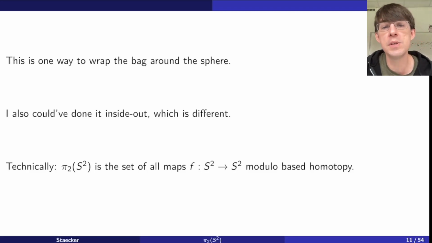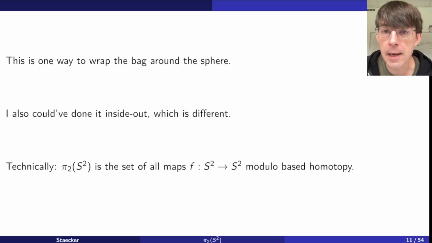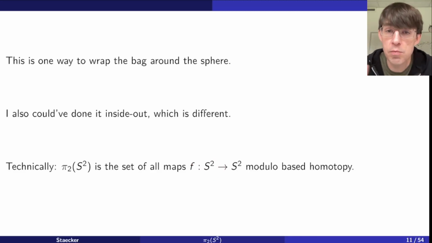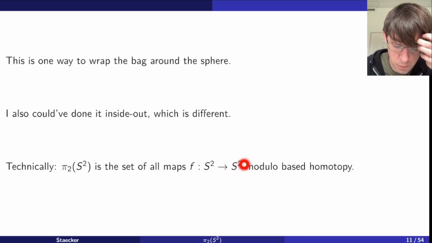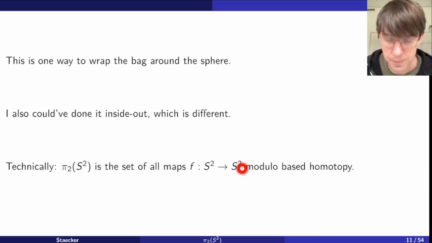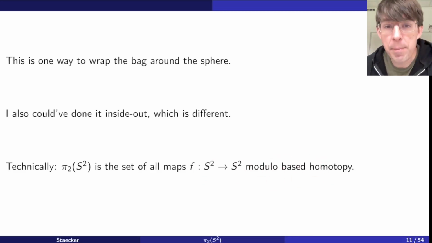All right, so technically what we're talking about here is pi2 of S2, the set of all continuous maps S2 to S2, where the first S2 represents the bag or the balloon, and then you look at what are all the different ways I could continuously wrap around this balloon and cover up the potato with it. So the domain S2 is like the bag, and the codomain S2 is like the potato. And this says modulo based homotopy.